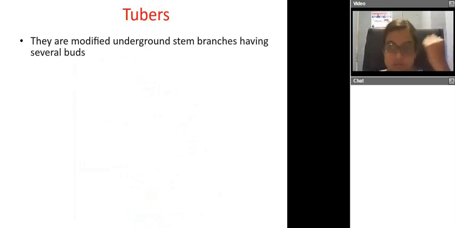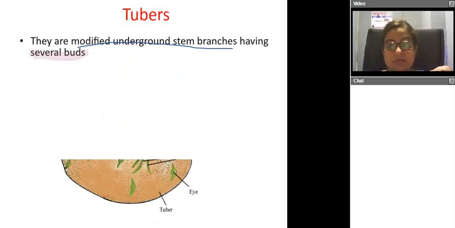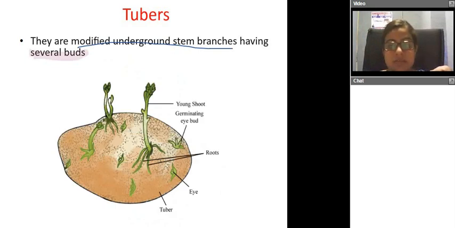Then we have the tubers. Tubers are modified underground stem branches. They have several buds. This is a potato tuber. These are the roots. This is the eye of the potato tuber. And young shoots can be seen germinating from the eyes of this potato tuber.